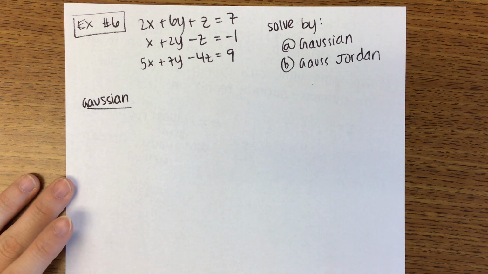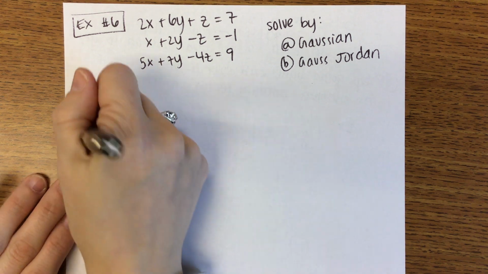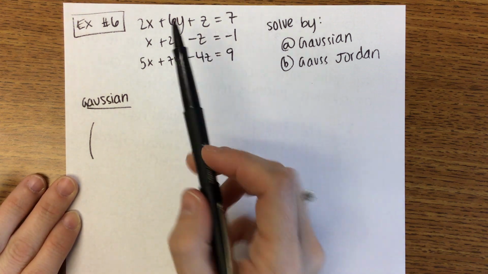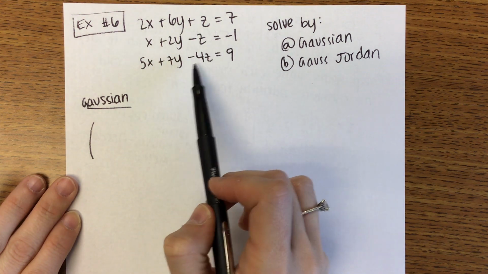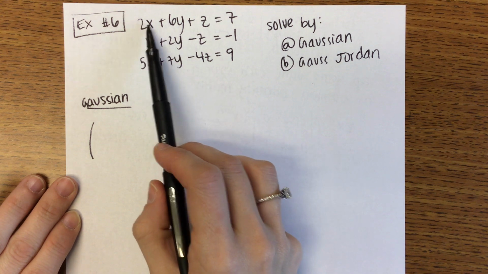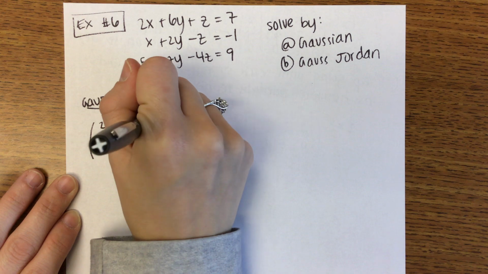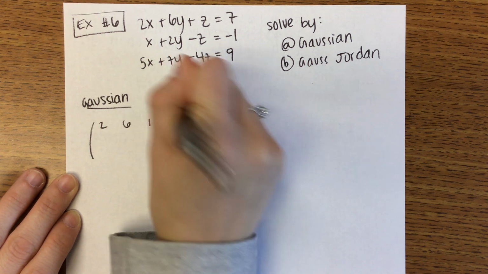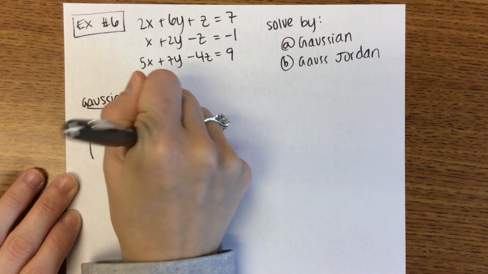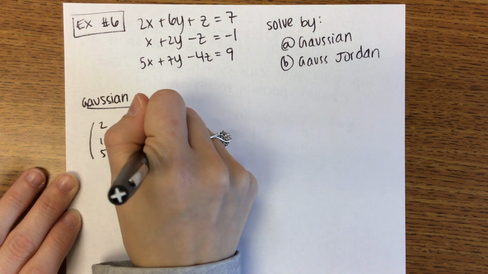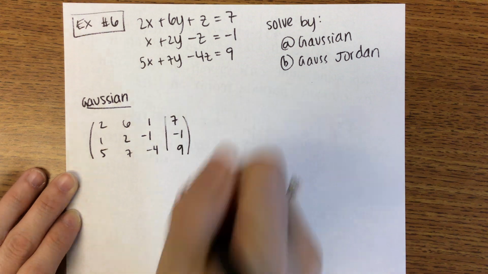First thing we're going to need is an augmented matrix. Everything is in order, but when you're doing your homework, make sure that you are consistent in each of your equations. So if you go x, y, z, every equation needs to be in that order. So I have 2x, 6y, 1z, augmented with 7, 1, 2, negative 1, 5, 7, negative 4, 9.